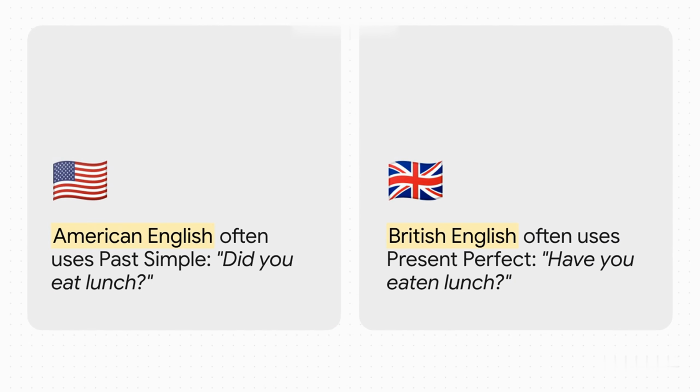And to wrap things up, here's a fun little cultural note for you. How often you use the present perfect can sometimes depend on where you are. In American English, for something that just happened, you're much more likely to hear the past simple, like, did you eat lunch? But in British English, it's more common to hear the present perfect. Have you eaten lunch? It's important to note that neither one is wrong. They're just slightly different habits.